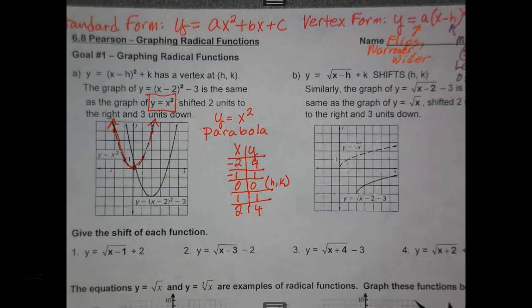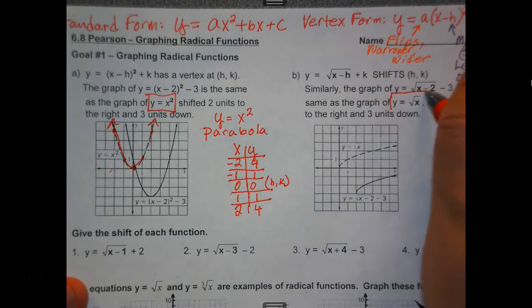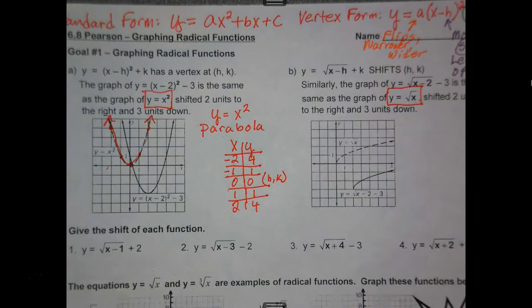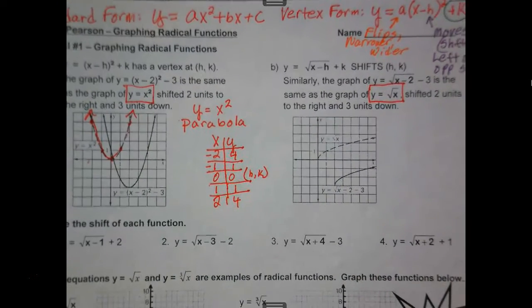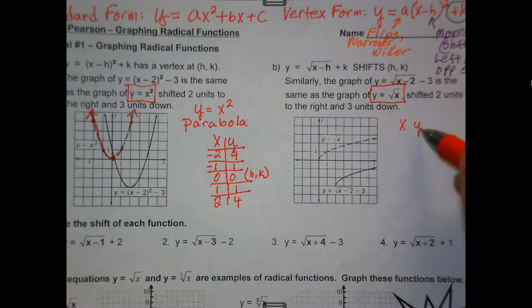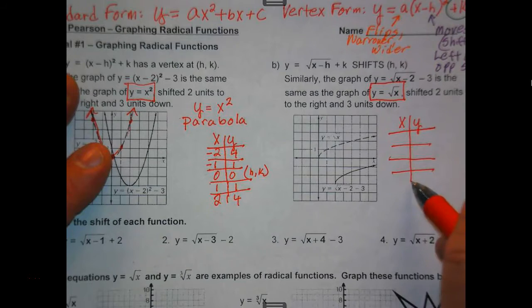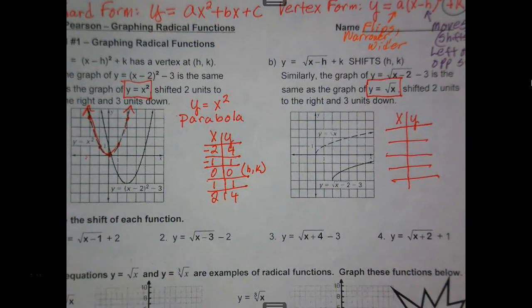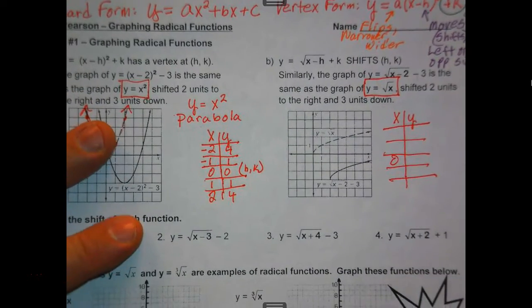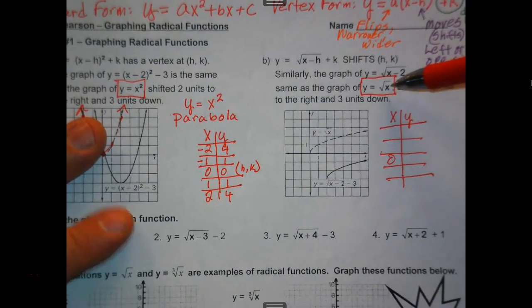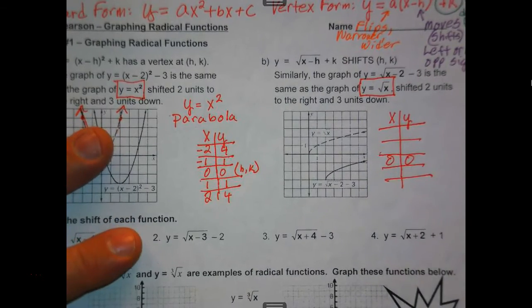Okay, well, this time we're going to look at the square root function, or radical function. The parent function for that is y equals the square root of x. So let's make our t-chart, x, y. What's the easiest number to pick? 0. Plug in 0 for x, the square root of 0 is, and it does happen to be 0.